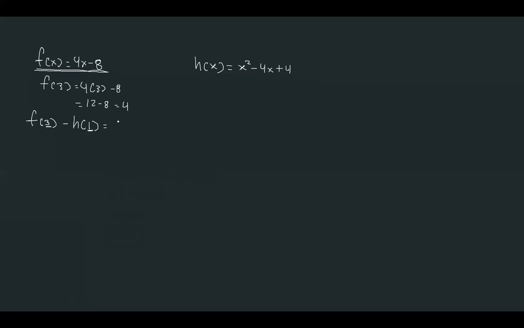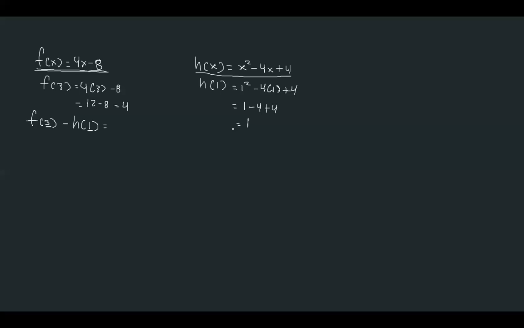This is 4, okay? Next, for h of 1, we're just going to use this function. Then we're going to substitute 1 as your x. So this would be 1 squared minus 4 times 1, plus 4. So this would be 1 minus 4 plus 4. So by combining them together, we will have 1 as your answer.